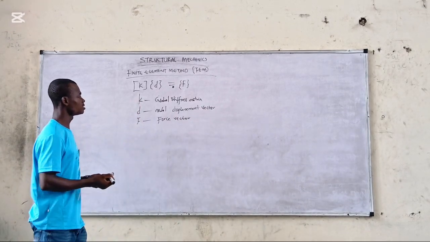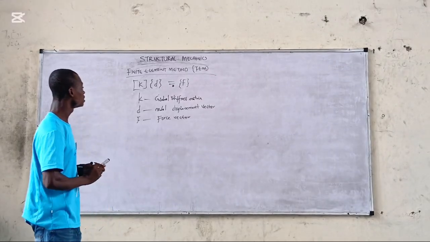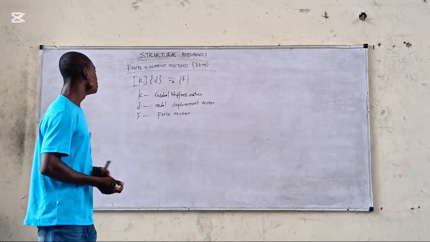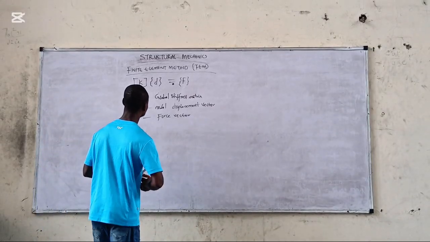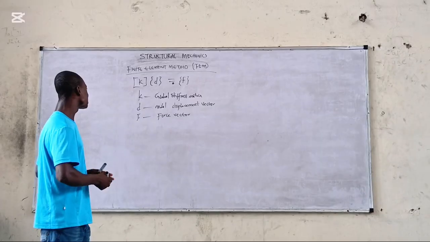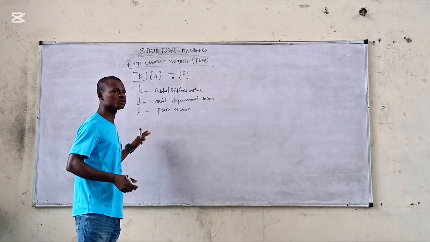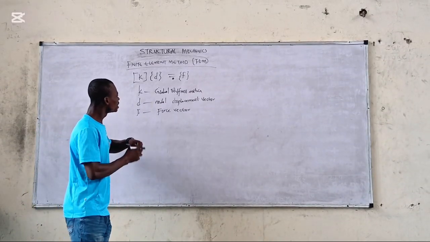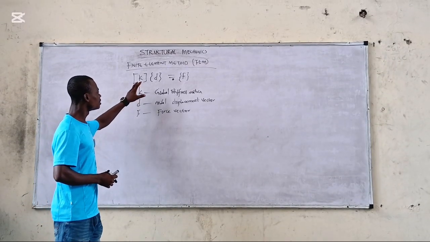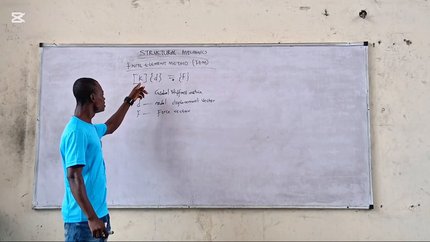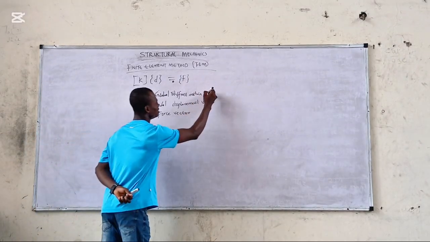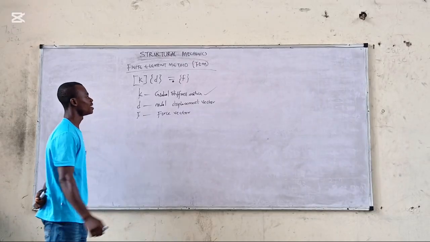This analysis is normally done for structural elements, for our beam, and this method is used to simulate the structural element. In other words, it considers the force acting at every section of the structure. So, okay, what I wanted to bring to your notice this morning is our K, being the global stiffness matrix.